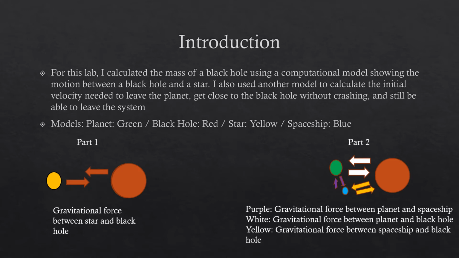I'll give a brief introduction. For the first part, I calculated the mass of the black hole using the model, and then the second part, I used that mass to calculate the initial velocities needed for the spaceship to come close to the black hole and then leave it. As for the physical models here, we see the gravitational forces between the star and black hole in the first part, and then the spaceship, planet, and black hole in the second part.